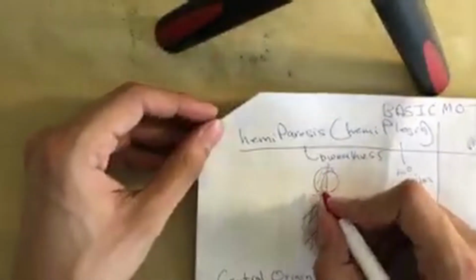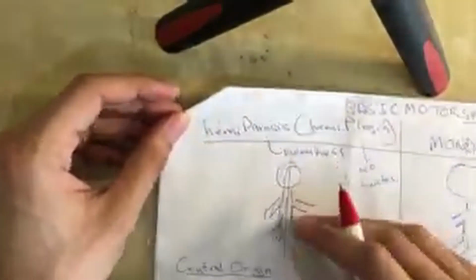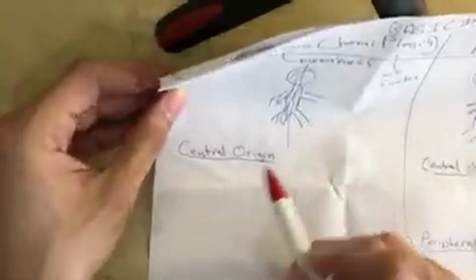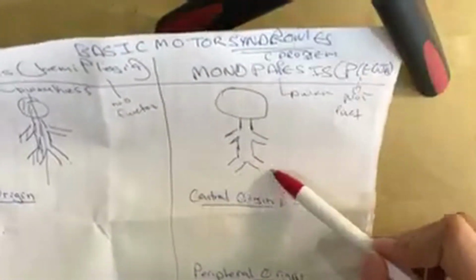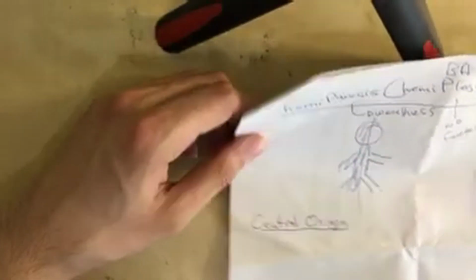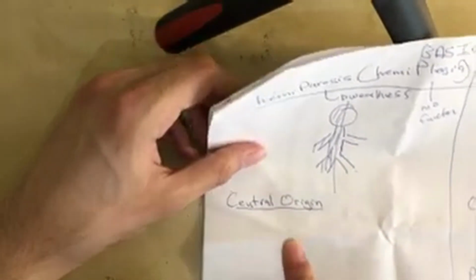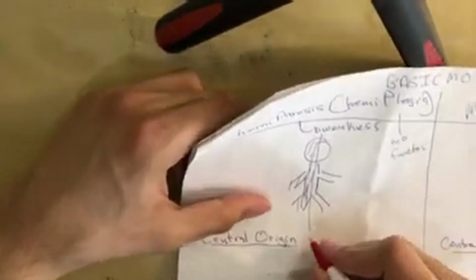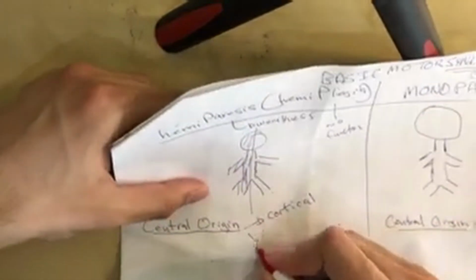The main thing I really want to highlight, if you take one thing home, is that hemiparesis and hemiplegia are going to be of central origin, whereas monoparesis and monoplegia are going to be of central and peripheral origin. Central origin means it's originating from the cortex, so your brain, cortical origin, or we can have a subcortical origin.